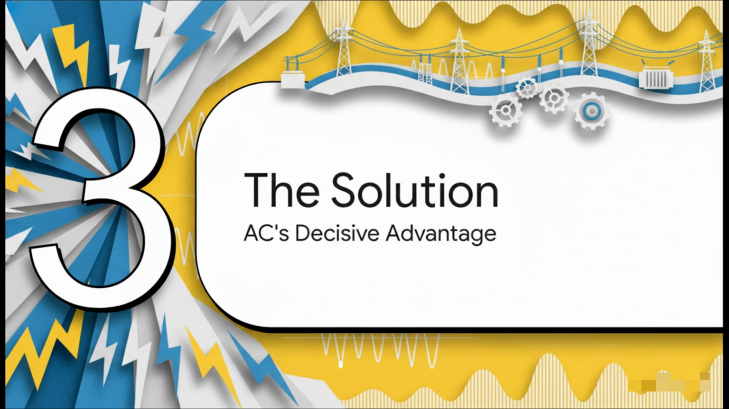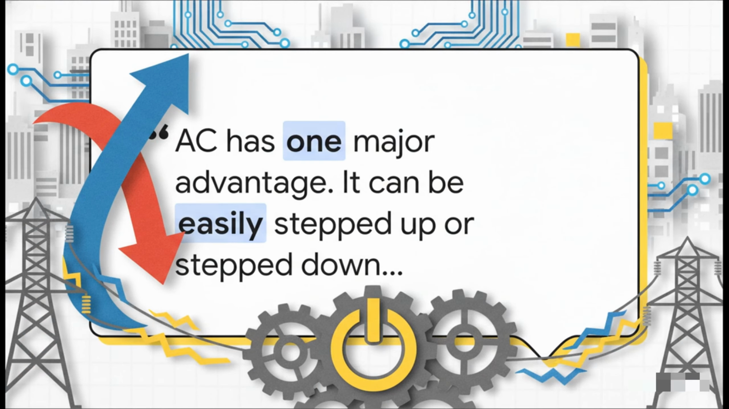And the solution to this massive grid-killing problem lies in one single knockout advantage that only AC has. This is the reason AC won the famous War of the Currents. And here it is, the secret weapon. AC power can be easily stepped up to a super high voltage and then stepped down again. It's the ability to change its voltage on a whim. With DC, doing this is really, really hard and inefficient. But for AC, it's easy. And that one simple trick, that one capability, is what made our entire modern power grid possible. It's the whole ballgame, right here.